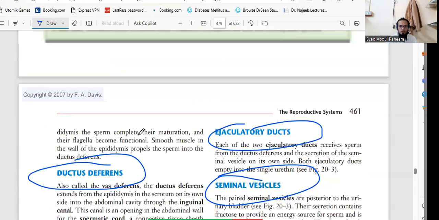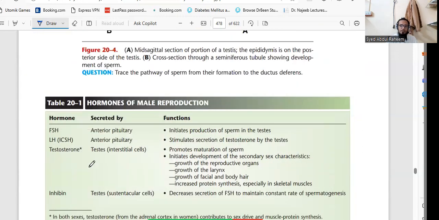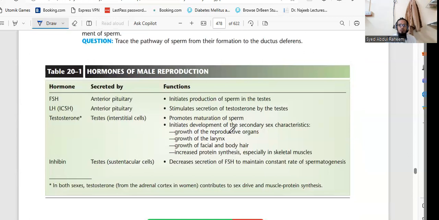Okay, so here you have the table, which gives the detail. FSH initiates production of sperm in the testes. It begins with FSH. LH stimulates the testes to secrete testosterone, so to get testosterone, we need LH. Testosterone promotes sperm development and secondary characteristics like growth of reproductive organs, facial and body hair, and muscle build.